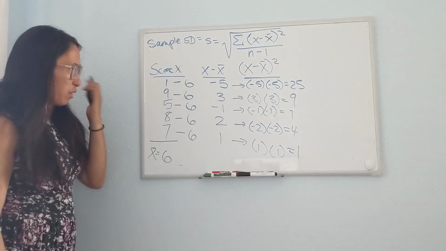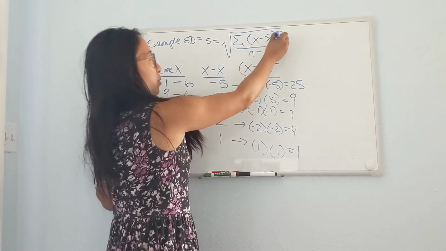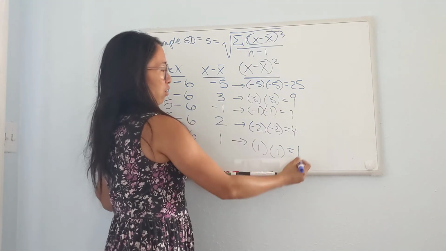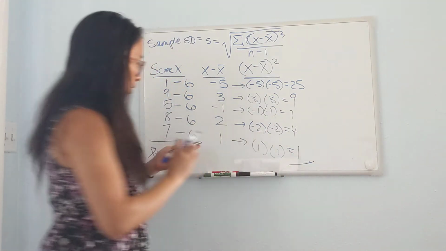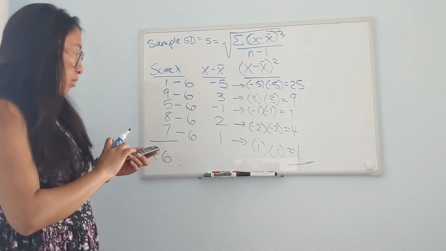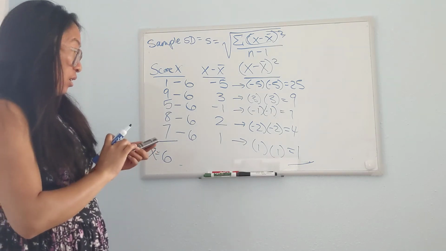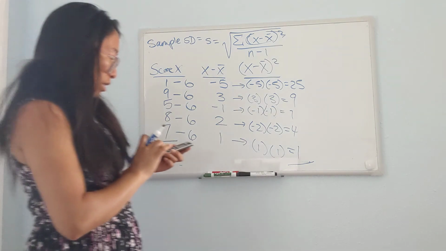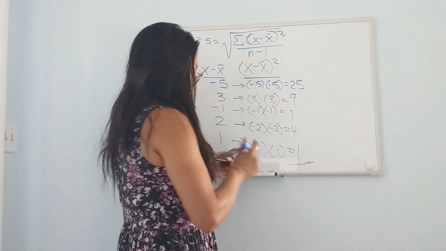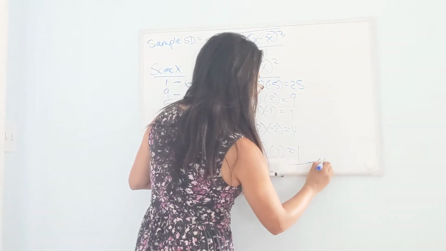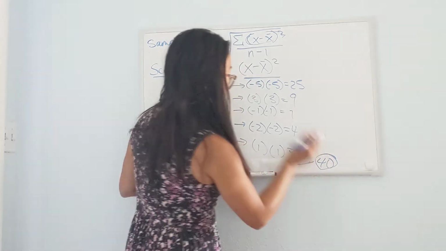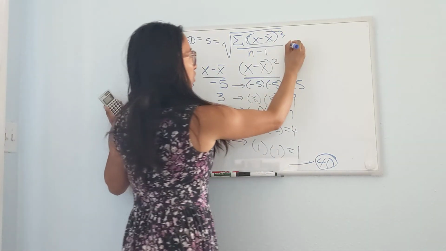Okay? So then, because we have this part of the equation, we just need to add all these up. So it'll be 25 plus 9 plus 1 plus 4 plus 1. So all of these squared deviations add up to 40. So that's the top part of the equation now.